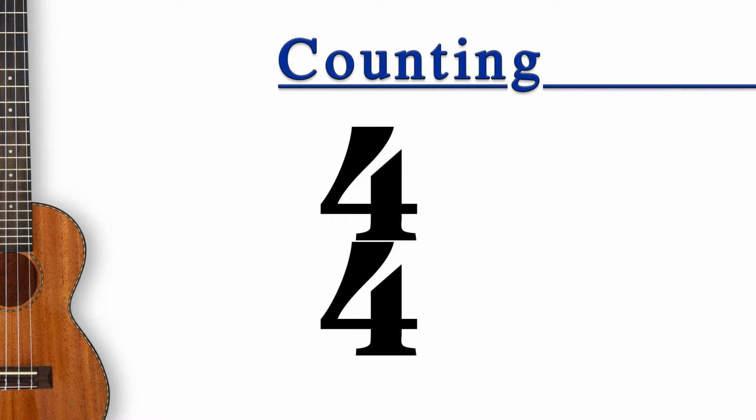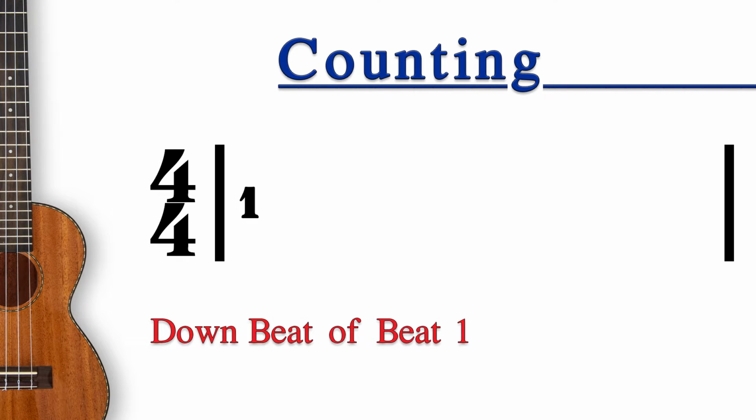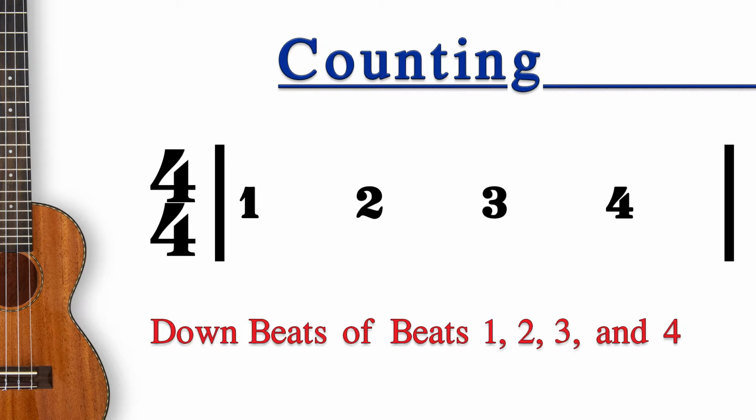It's easiest to begin learning to count rhythm in 4/4 time, so the examples in this lesson will be dedicated to this time signature only. We will start simple by only counting what are called downbeats and upbeats. Every measure begins with a downbeat on beat 1. The downbeats that follow are on 2, 3, and 4.